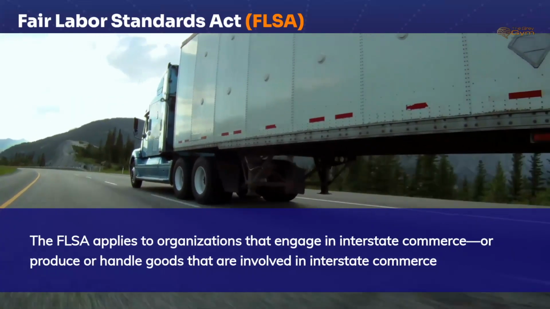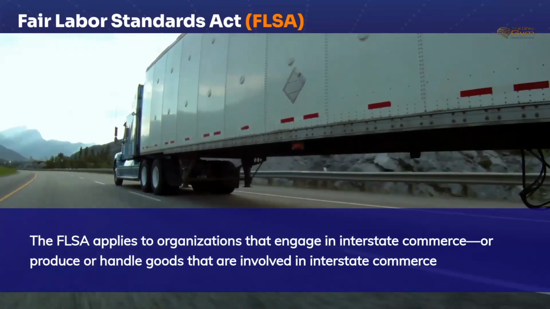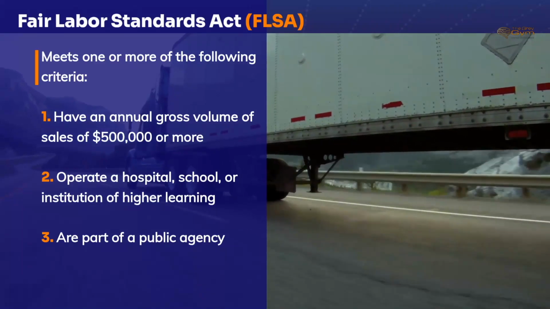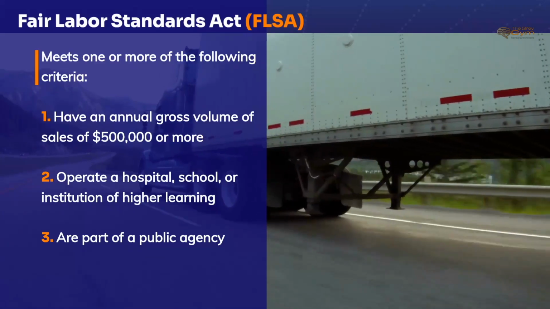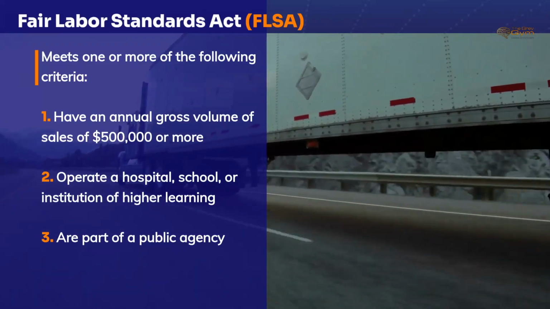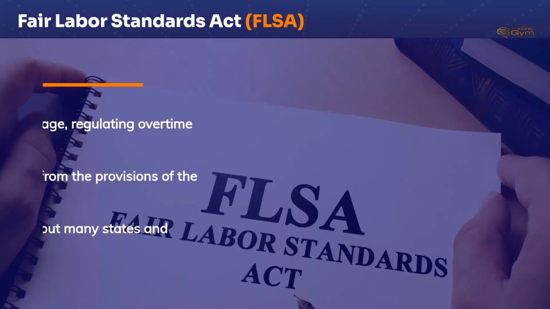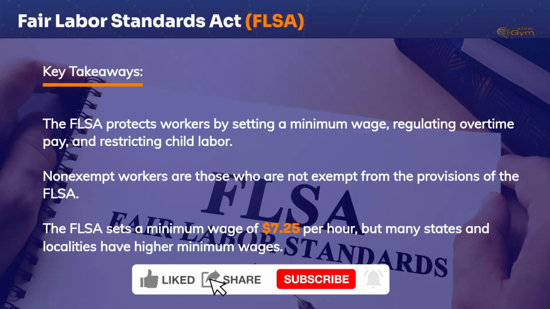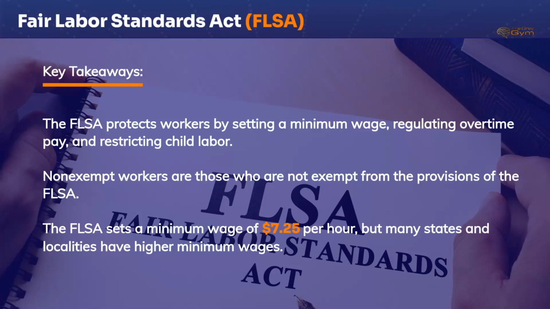The FLSA applies to organizations that engage in interstate commerce or produce or handle goods that are involved in interstate commerce and that meet one or more of the following criteria. They have an annual gross volume of sales of $500,000 or more. They operate a hospital, school, or institution of higher learning. They are part of a public agency. The key takeaways for the FLSA: the Fair Labor Standards Act protects workers by setting a minimum wage, regulating overtime pay, and restricting child labor. Non-exempt workers are those who are not exempt from the provisions of the FLSA. The FLSA sets a minimum wage of $7.25 per hour, but many states and localities have their own higher minimum wages.